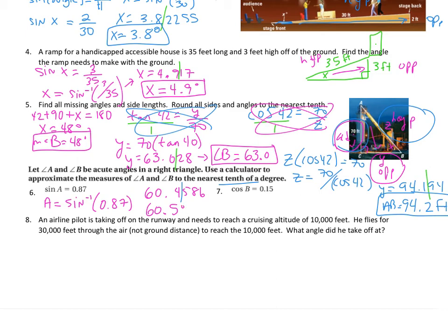And the reason it's a 5 is because our number right after the 4 is a 5, so we need to bump up the previous number. So 60.5 degrees. I want you now to do number 7 for the cosine of B.